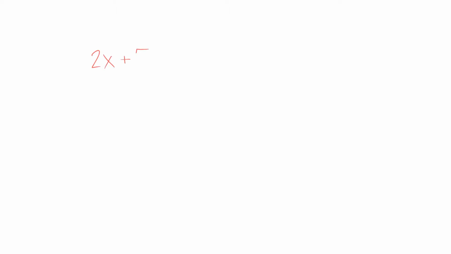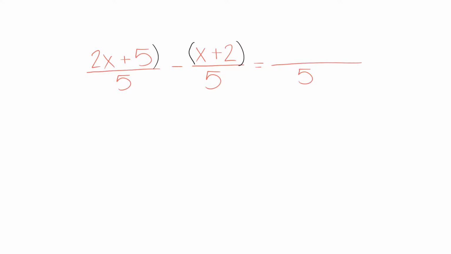2x plus 5 over 5 minus x plus 2 over 5. So, common denominators, always a good thing. I'm going to start with my common denominator. Now, I think it helps you see subtraction if you put brackets around it, specifically around the second one.